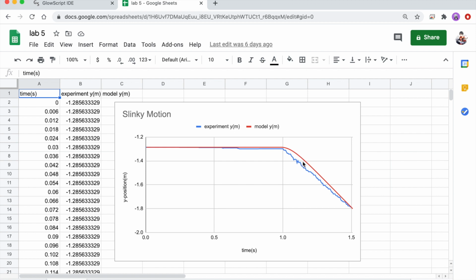And the discrepancy after that is relatively bigger. That may be because the video is of poor resolution, so I didn't track the end of the slinky pretty well. And the b constant is great. That's because the two lines match pretty well at the end.